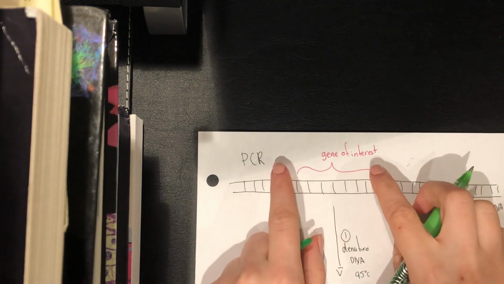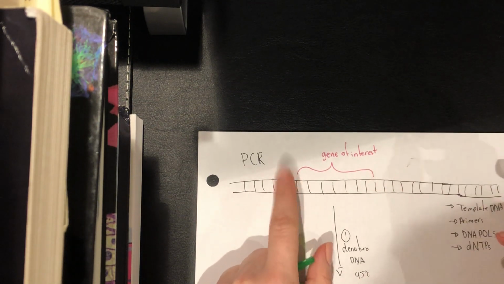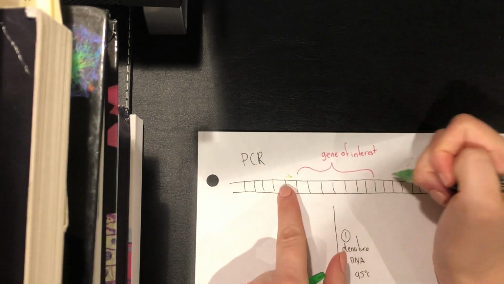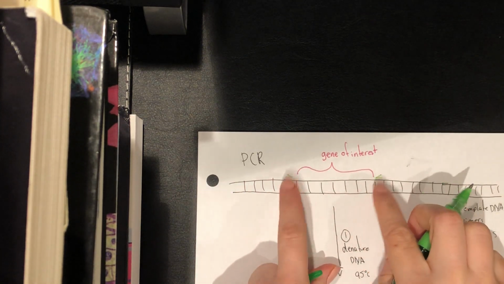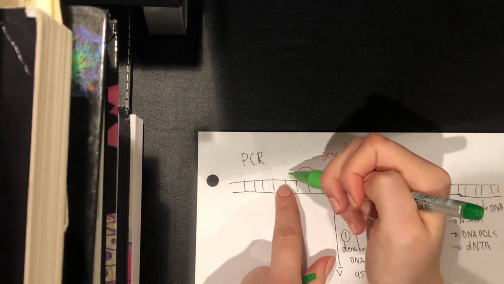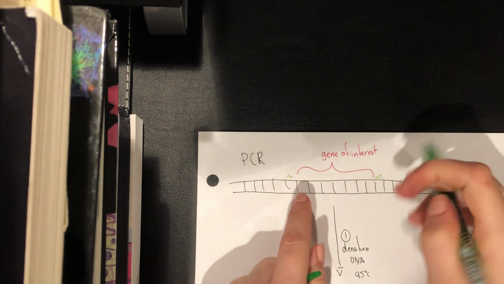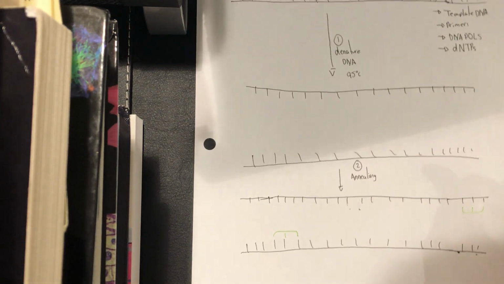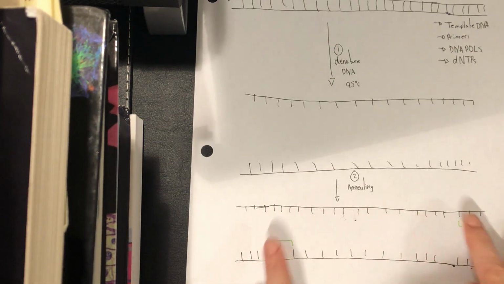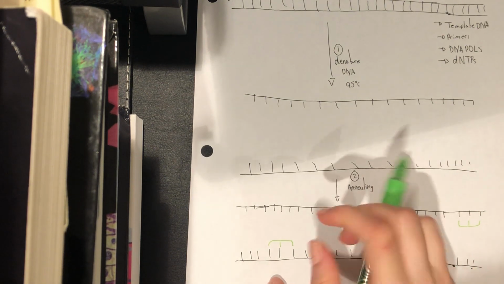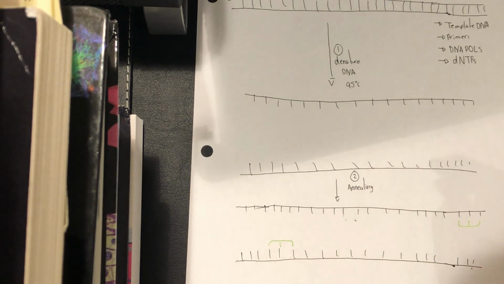Right? So if we go back here, if this is our gene of interest, we're going to want to have our primers pretty close, but outside of our gene, right? So that we can include the entire gene that we want. So in this case, here would be our gene, and you're going to design your primers to be right next to your gene of interest.